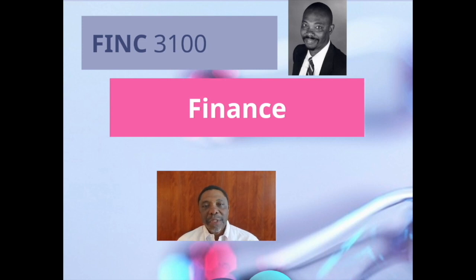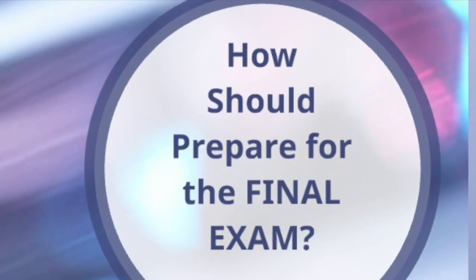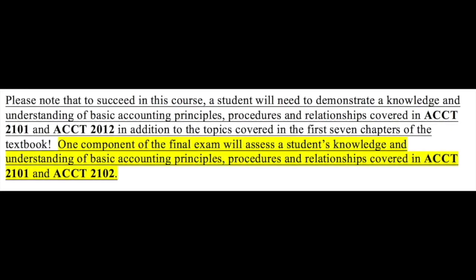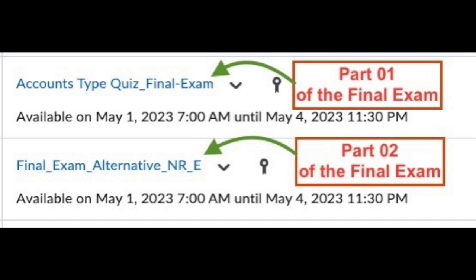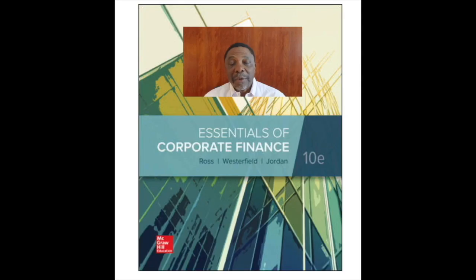This video will identify resources that will help you prepare for the final exam. Before we review those resources, it's important that you understand the structure of the final exam. The final exam consists of two components. One component will assess your understanding of basic accounting, material you should have learned in Accounting 1. And the second component of the final exam will be drawn from the material in our textbook in chapters 1 through 7. So again, there are two components to the final exam.